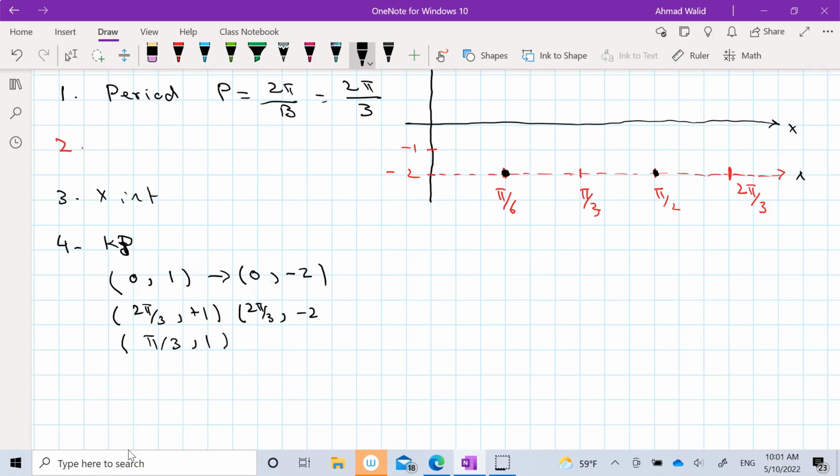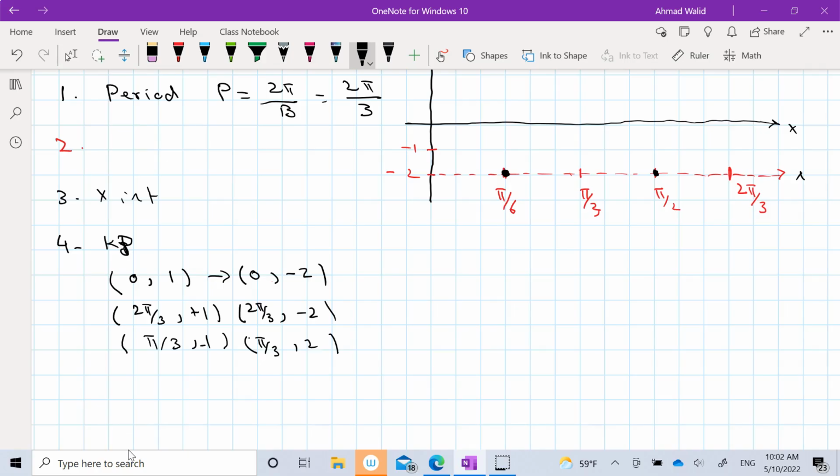At pi over 2, I made a mistake. At pi over 2 it comes here. Why do I have 2 pi over 3? That's the end. Okay, here. Pi over 3, comma, 1 gives you pi over 3 and 2. Correct? I put the sign wrong. At pi over 3, it's negative 1.